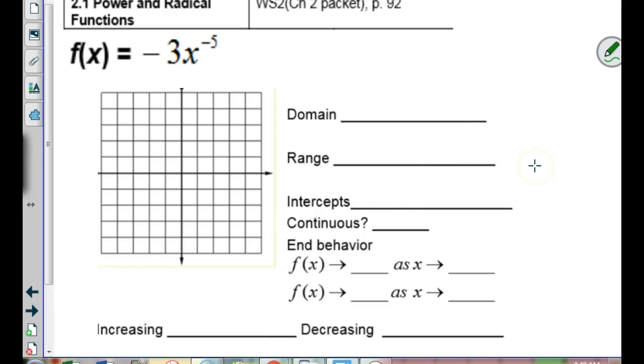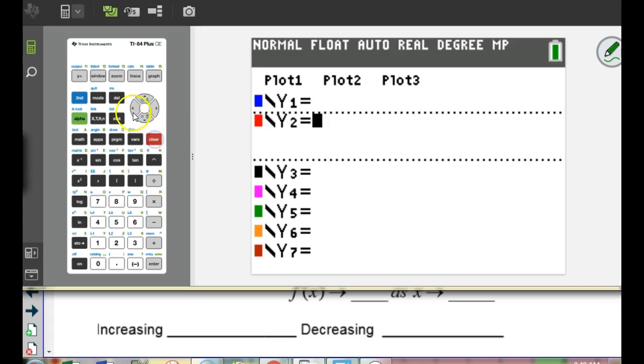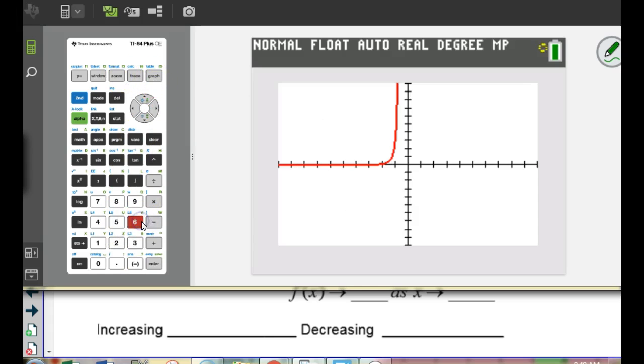All right, the next section, 2.1 is power and radical functions. We're just going to start out with a really rough sketch of this one because these are really hard to do nicely. What was the equation? Can anybody remind me? Negative 3x to the negative 5, like that. Okay. So in a standard window, it would look like this.